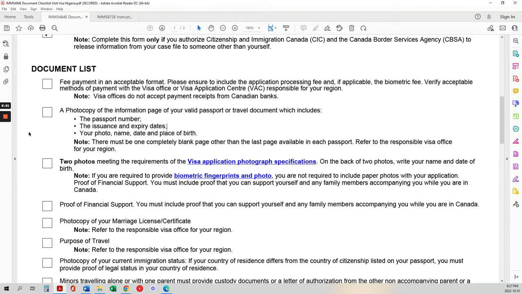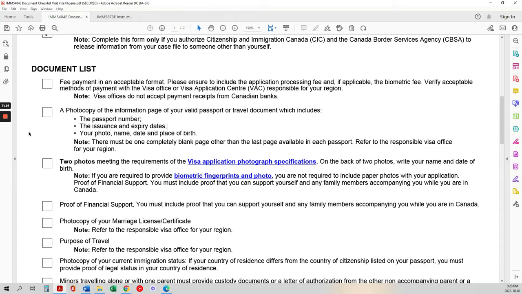photograph specifications. On the back of the 2 photos, you write your name and date of birth. Typically, those who are experienced with the Canadian process will automatically stamp the back of the photos, and then you just need to fill in those areas.